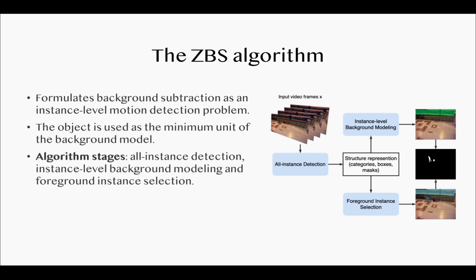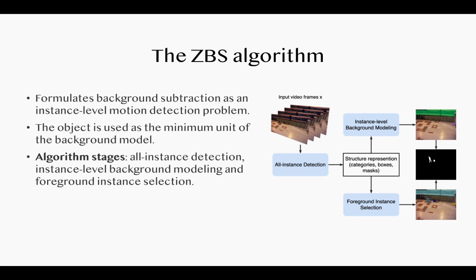We leverage a zero-shot pre-trained object detection model to gather instance-level information, treating objects as the smallest unit of the background model. Specifically, during the all-instance detection stage, the algorithm extracts features from the input video frames and converts them into a structured representation comprising categories, bounding boxes, and masks. In the instance-level background modeling stage, the algorithm utilizes these structured representations for trajectory tracking and motion detection, creating and regularly updating an instance-level background model.